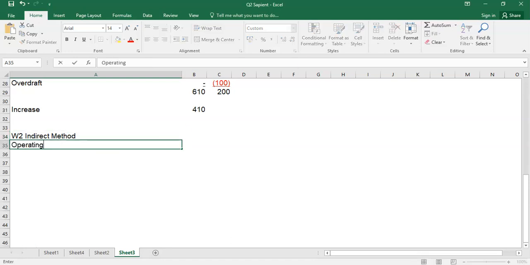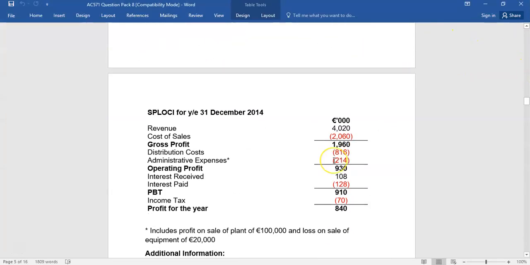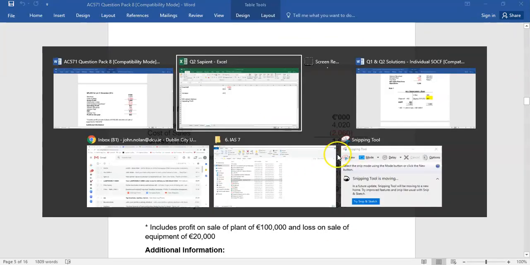You always start with profit. We're starting with operating profit here, which is given in the question. Operating profit is 930.